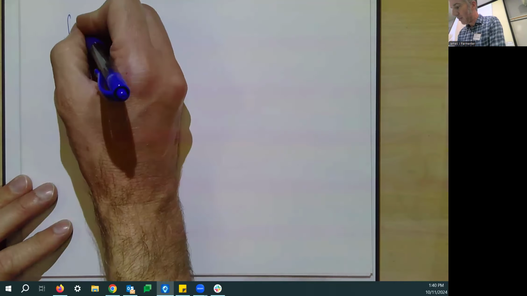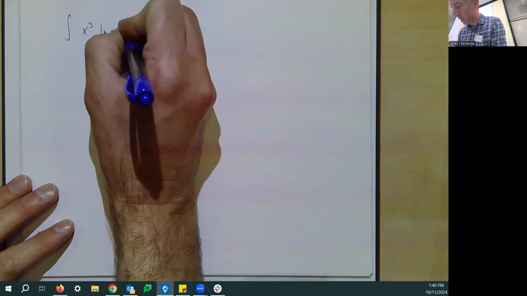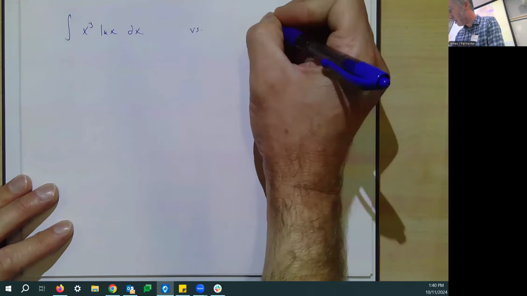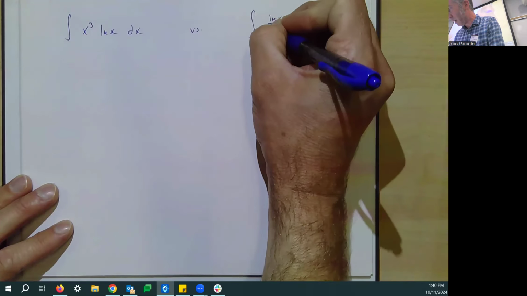Back to some more U substitution versus integration by parts. Let's look at the integral of, which one do I want to do first? Let's do that one first. X cubed natural log of x dx versus the integral of the natural log of x divided by x dx.